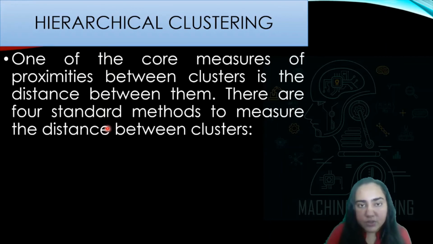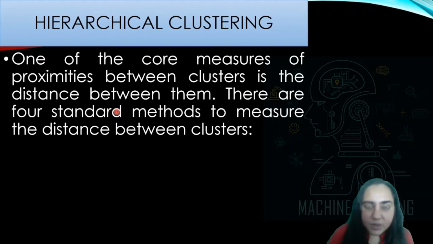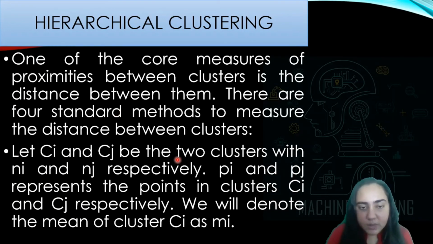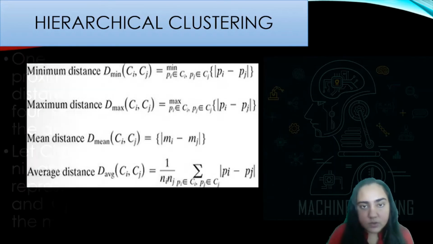One of the core measures of proximity between clusters is the distance between them. There can be many ways to measure if certain points belong to a certain cluster. The most common one is to just measure the distance. Okay, and there are 4 standard methods to measure the distances, and we're going to see those formulas here. But in the formula, remember Ci and Cj are 2 clusters with Ni and Nj points respectively. Okay, and Pi and Pj represent the points in these clusters Ci and Cj. And we will also denote the mean of the cluster Ci as Mi. So let's take a look at the formulas.